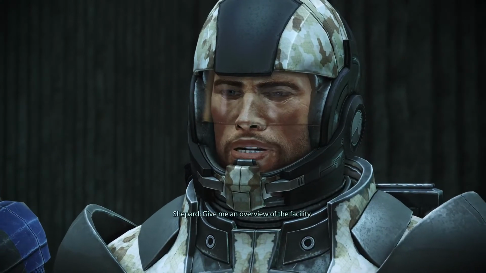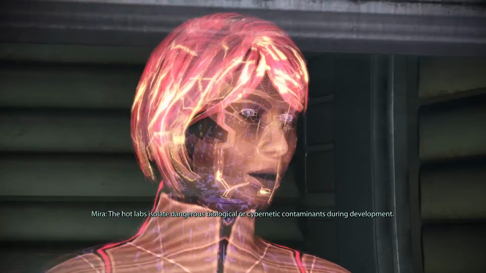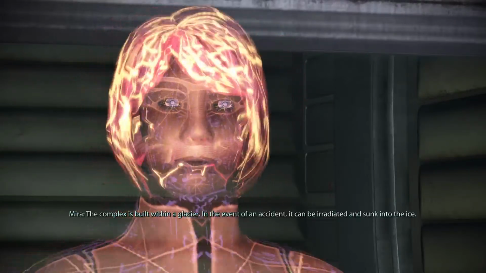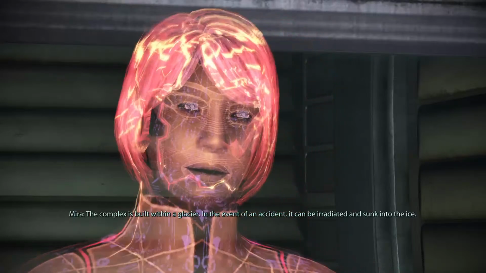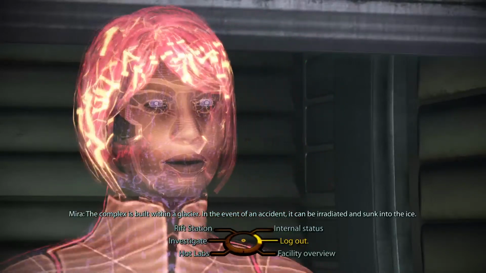Give me an overview of the facility. The hot labs isolate dangerous biological or cybernetic contaminants during development. The complex is built within a glacier. In the event of an accident, it can be irradiated and sunk into the ice.